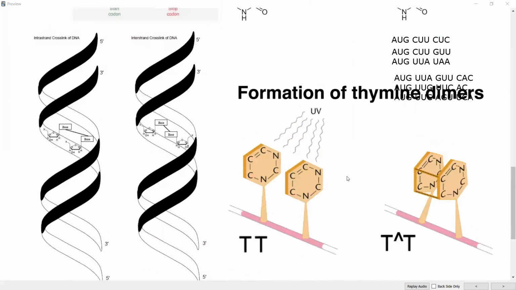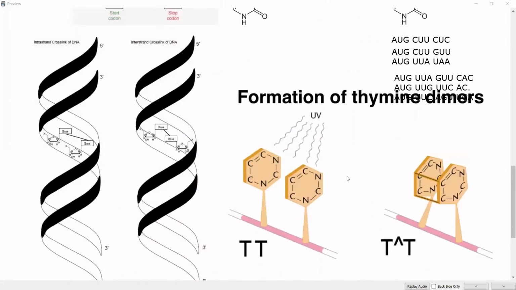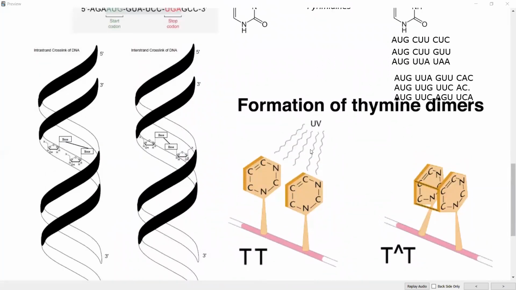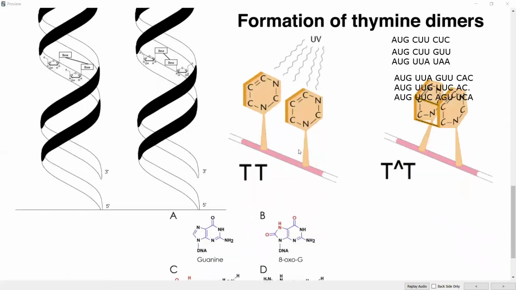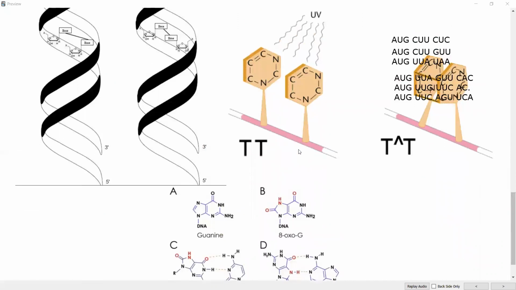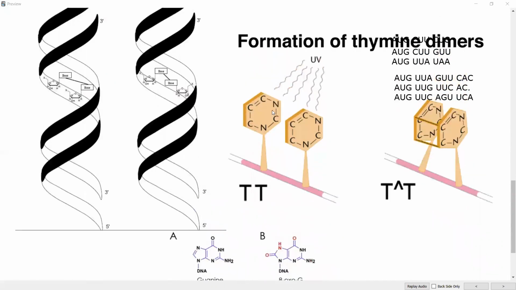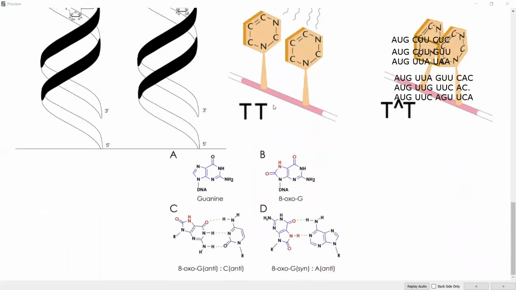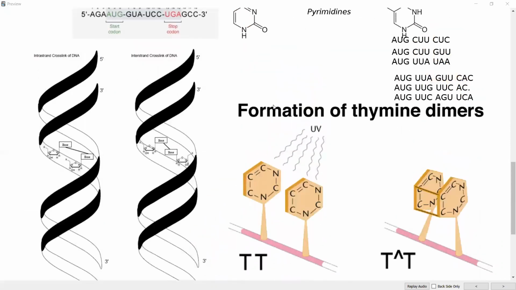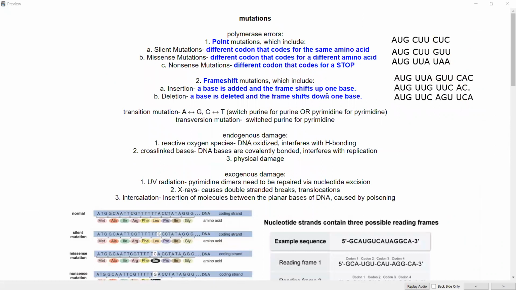Oh, we also have this thing called thymine dimers, which are caused by UV light. That's why you're supposed to put on your sunscreen and not get too much direct sunlight, because you can have DNA damage. This will cause a covalent bond between your DNA, and that's not good.